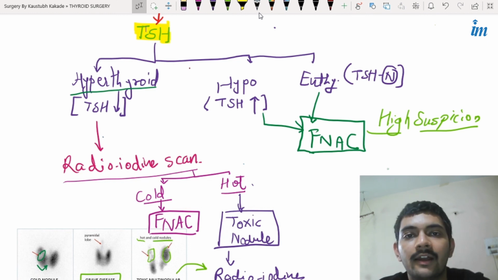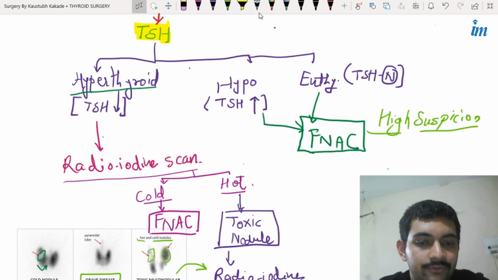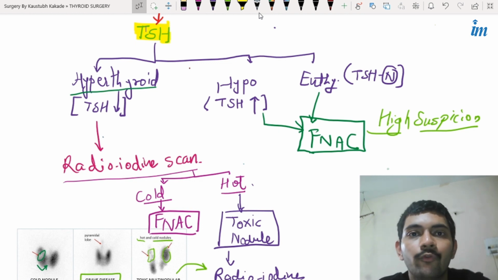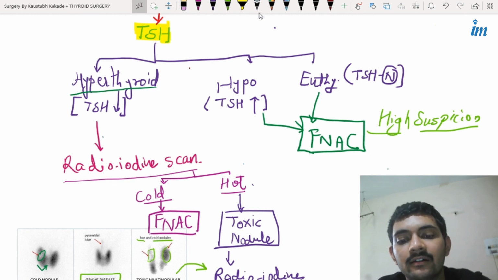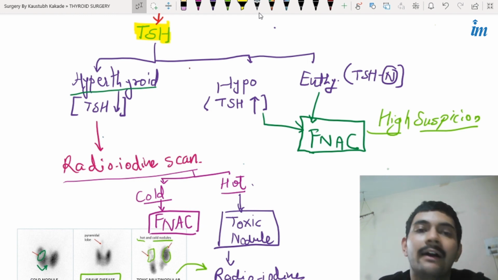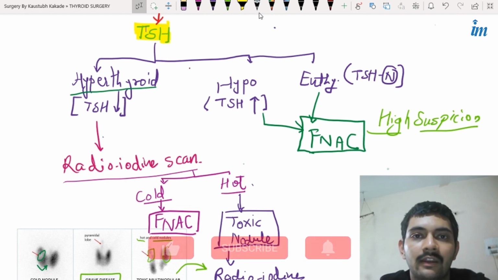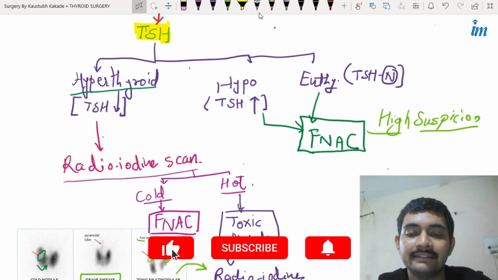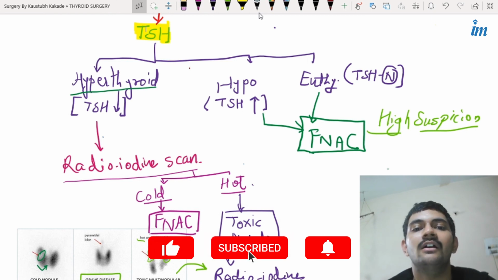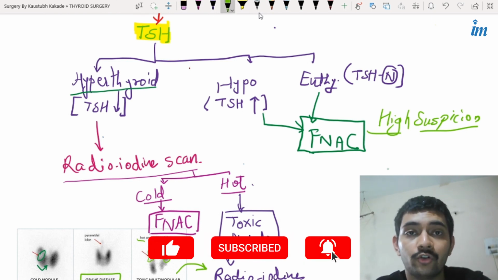If it is hyperthyroid, you will go for a radioiodine scan to get the activity of the thyroid gland. If it is cold, go for FNAC. If it is hot, it is a toxic nodule. If it is a toxic nodule, then you are going to go for radioiodine therapy followed by a surgery. But if it is hypo or euthyroid, it is clinically suspicious, so the suspicion will increase in such a situation. So you go for FNAC to get a cytological report. That is how you are going to manage a case of a thyroid nodule.